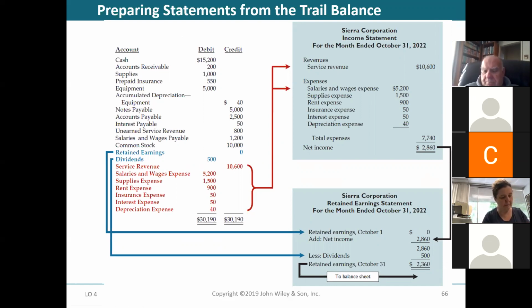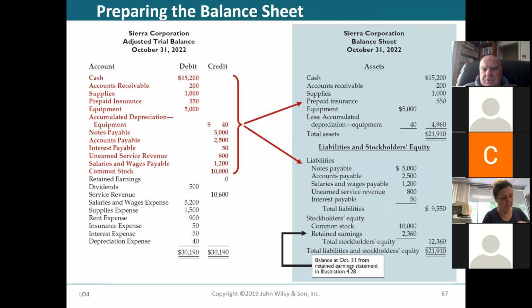Now we're ready to do the balance sheet. And all we have to do for the balance sheet is copy everything you see here over to the balance sheet with one exception. And what is that exception? The retained earnings. The retained earnings are now 2360. They didn't issue any more stock, so that's still 10,000. We don't show the dividends on the financial statements. Typically, you don't show them. And we're in balance here.